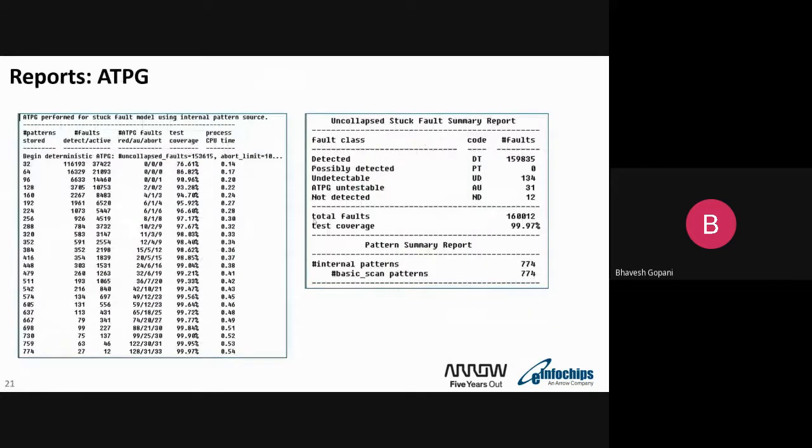Okay, any questions here? Participants, are you having any question? Yeah, the madam is asking, sir, for an example of untestable and undetectable faults.